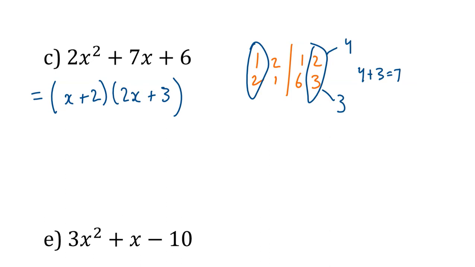Did you get x plus 2 and 2x plus 3? So again, I can check. 1 times 2 is 2. 2 times 3 is 6. And I've got 3x and 4x. 4 plus 3 gives me the 7. So we got that one. Any questions? Good?